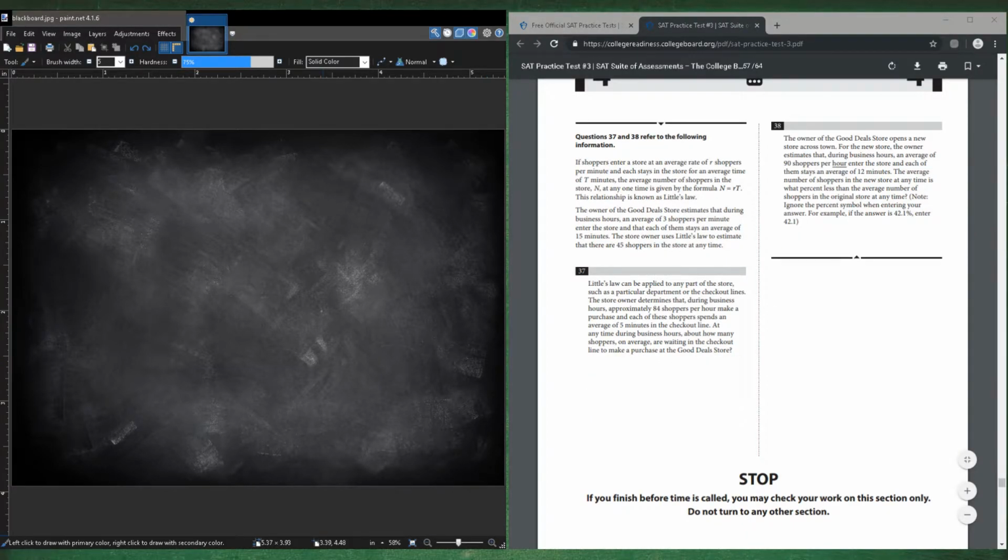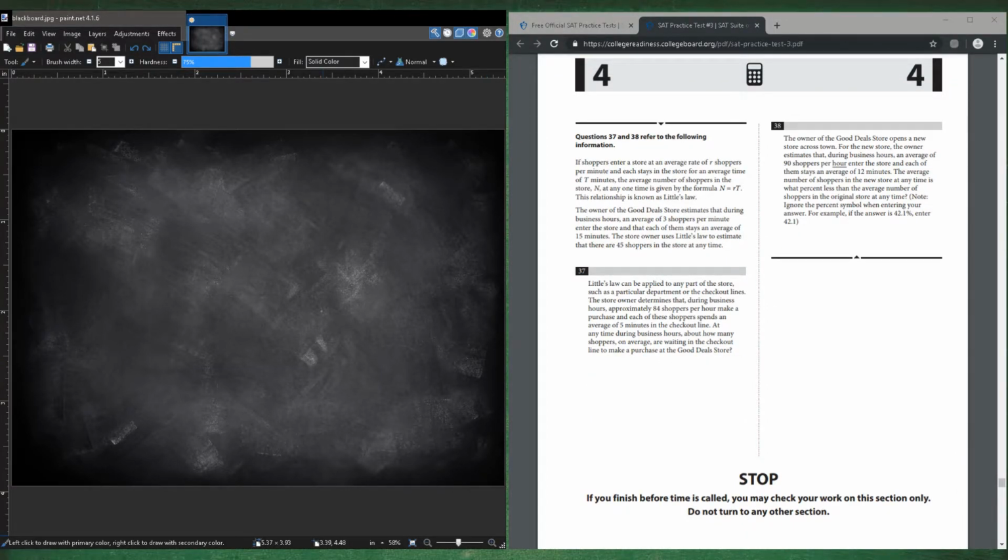Question 37. Little's law can be applied to any part of the store, such as a particular department or the checkout lines. The store's owner determines that during business hours, approximately 84 shoppers per hour make a purchase, and each of these shoppers spends an average of 5 minutes in the checkout line. At any time during the business hours, how many shoppers on average are waiting in the checkout line to make a purchase at the Good Deals store?